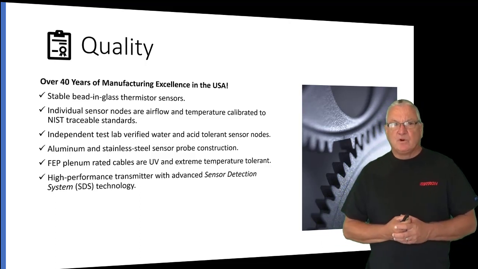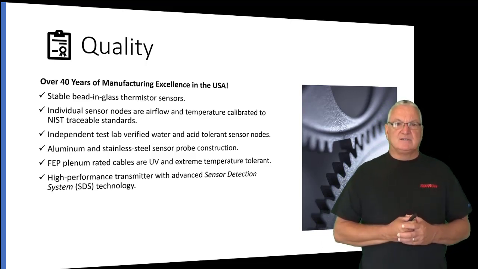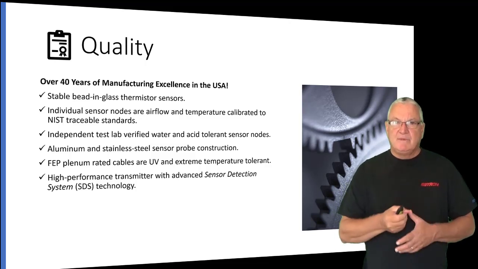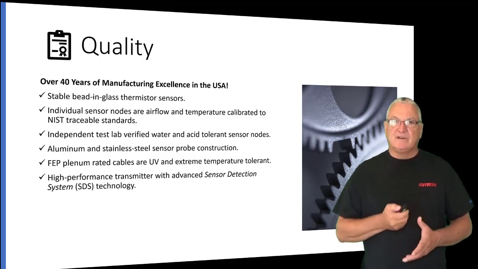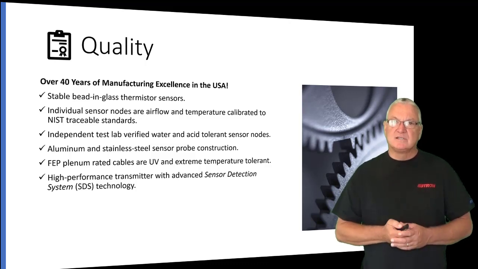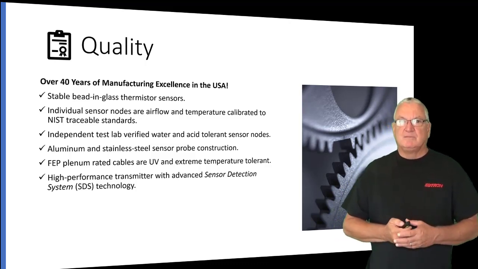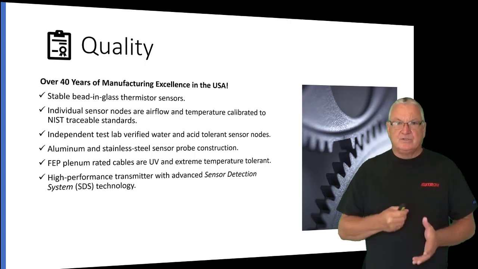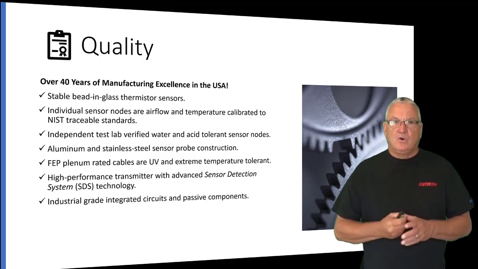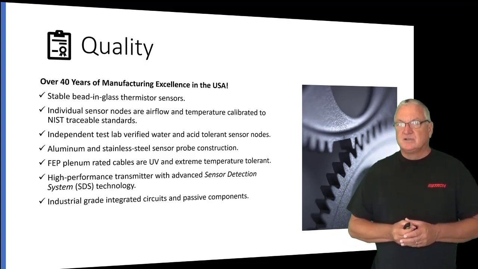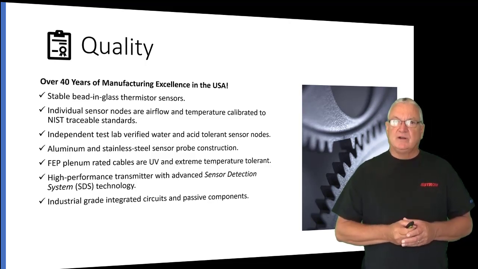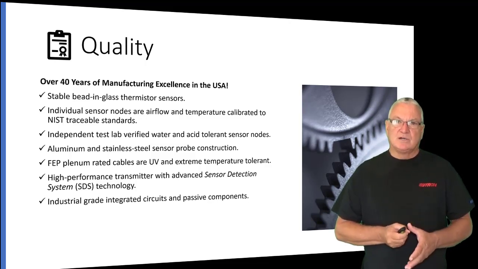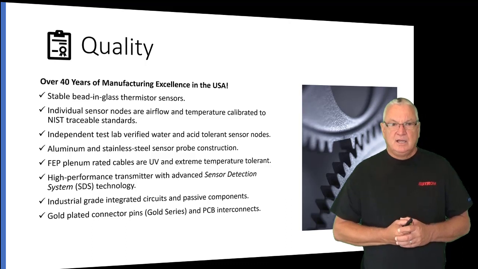We have a high performance transmitter. We have this advanced sensor detection system technology. It's a smart transmitter. It's looking at making sure that everything's working properly. If it isn't, it has a way to ignore the sensors, let you know there's a problem, and basically only use the sensors that are working properly. All of our integrated circuits and our transmitters are industrial grade. We don't use commercial grade parts. Industrial grade gives us more stability, lower and higher temperature limits, okay?